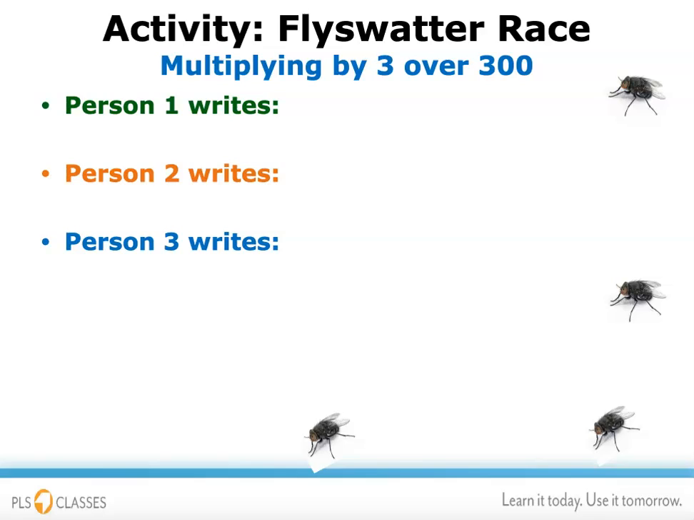In each group's editable Google Doc, the goal for the activity is listed at the top, which is multiplying by 3 over 300. In other words, you will start with 3 times 3, and then each time you will multiply the answer by 3. Your instructor is going to get you started. Please do not work ahead until your instructor tells you to do so.